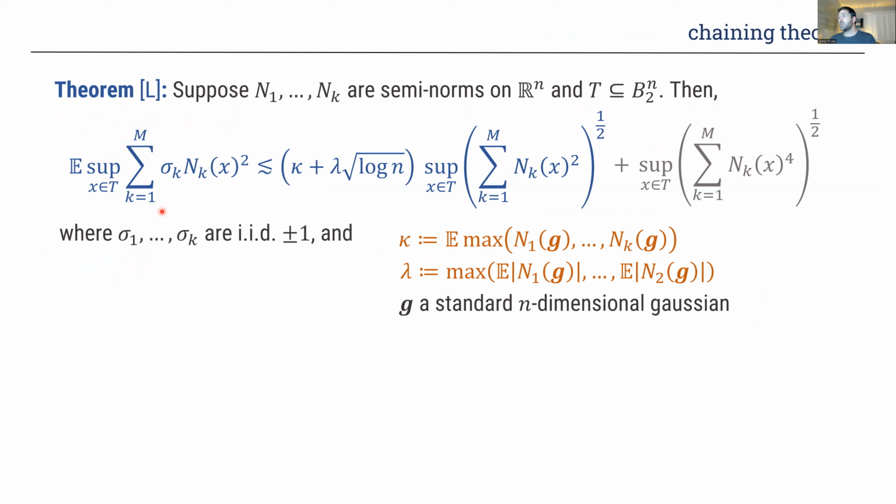So here's the general theorem. This is the main technical result of the paper. Again, I wrote K here, but this should be capital M. Suppose N_1 up to N_M are semi-norms on R^n, and T is a subset of the Euclidean ball. Then the expected supremum, since T might not be compact, so let's replace the maximum by a supremum, over x in T of this random signed sum, which is a sum of semi-norms squared, is bounded by this.